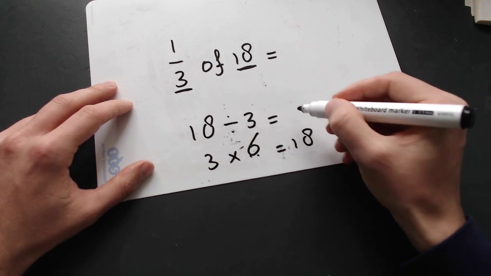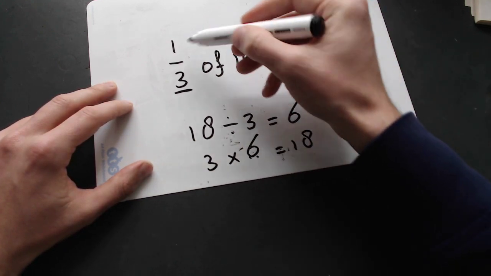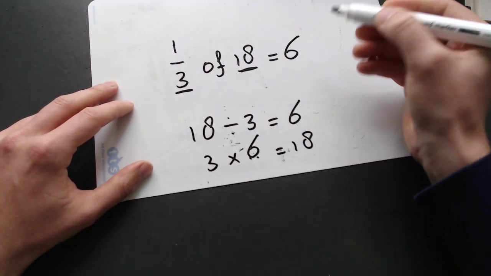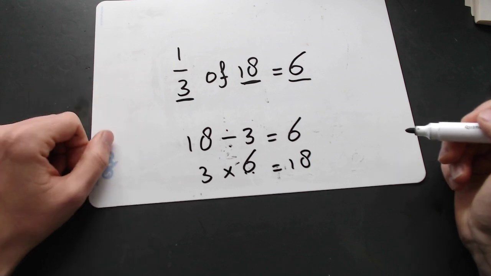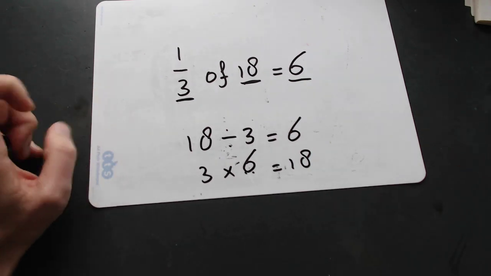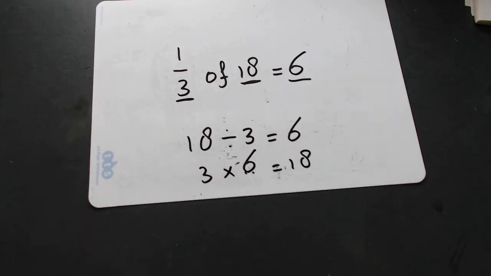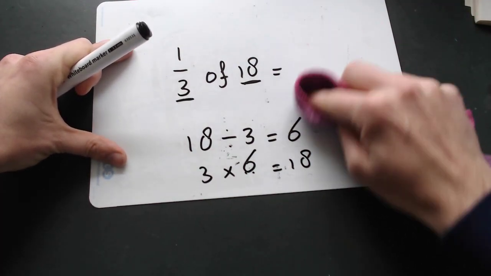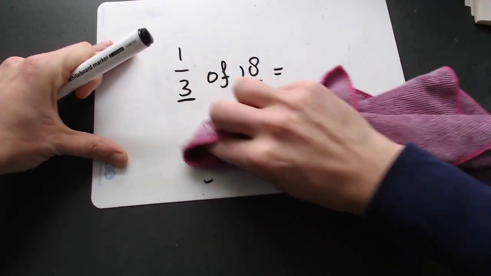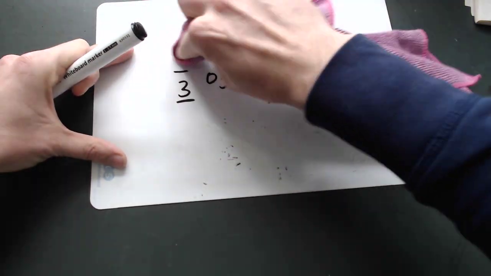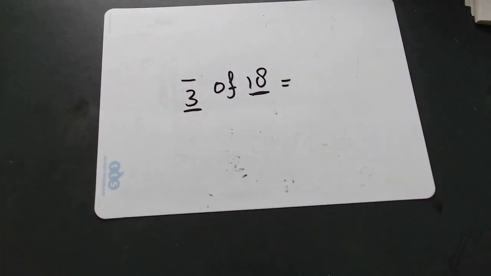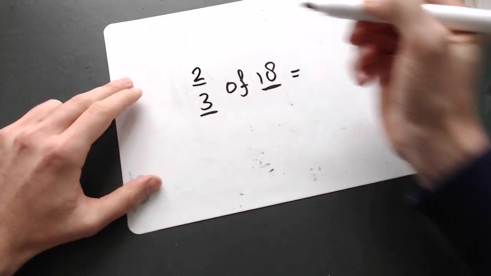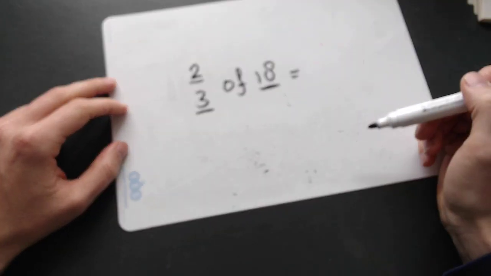So 18 divided by 3 equals 6. So 1/3 of 18 equals 6. So the product is 6. Now I'm going to make it even more difficult. I don't want 1/3 of the class to go to the multipurpose room. No, I'm just going to send 2/3 of the class to the multipurpose room. So 2/3 of 18 equals what?